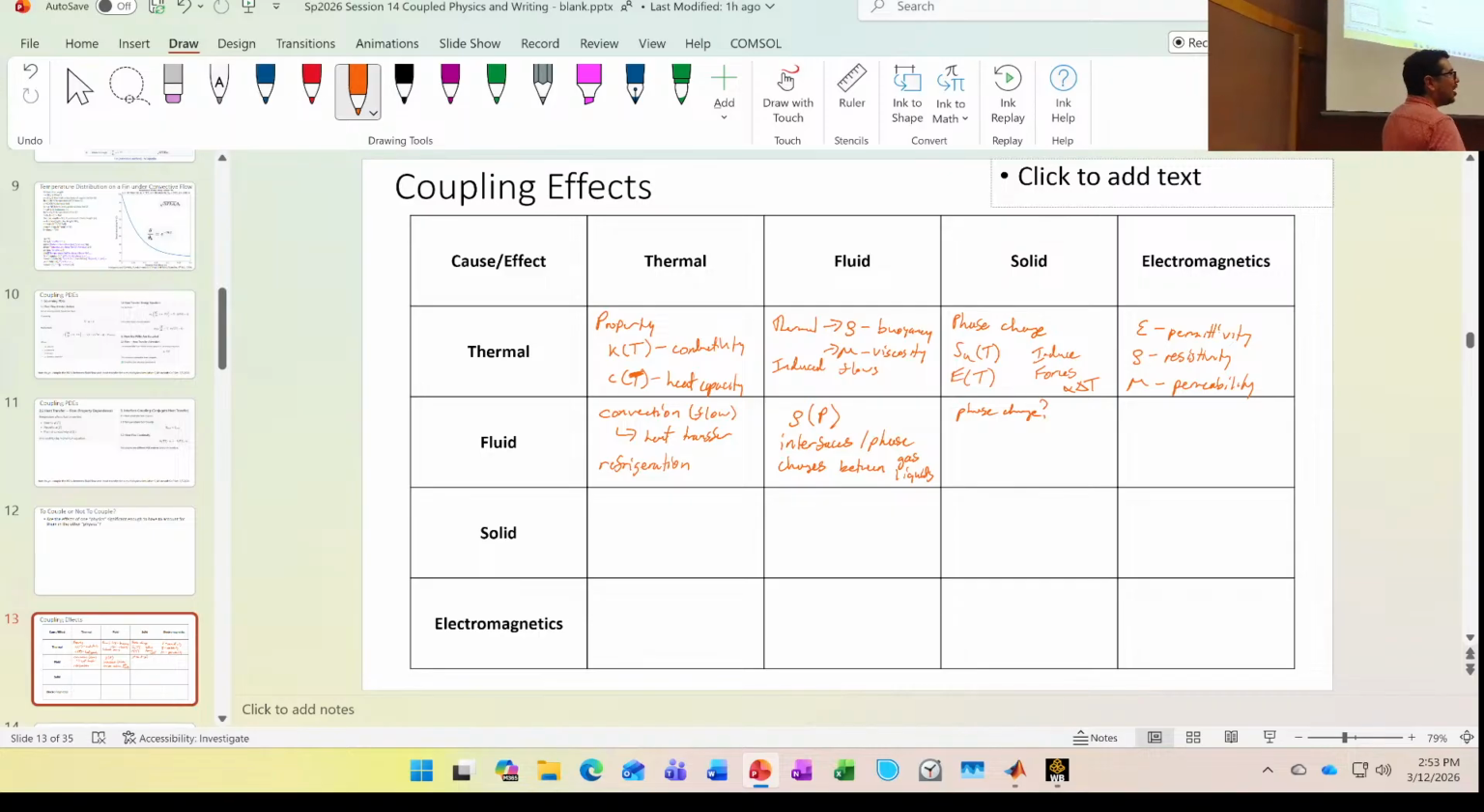All right. How else? Some of you will probably be making a lot of use of this over spring break. Yes. Exactly, flight. This is how you fly, right? So you have aerodynamics.